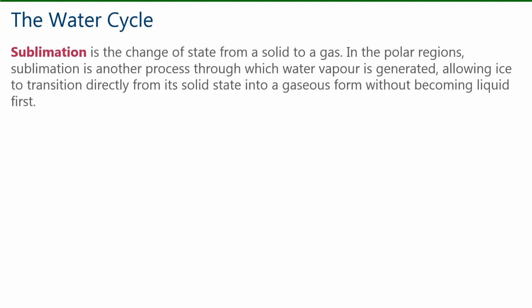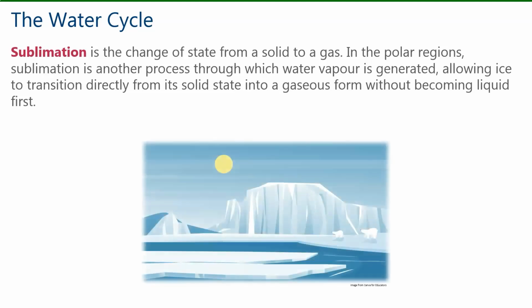Sublimation is the change of state from a solid to a gas. In the polar regions, sublimation is another process through which water vapor is generated, allowing ice to transition directly from its solid state into a gaseous form without becoming liquid first.